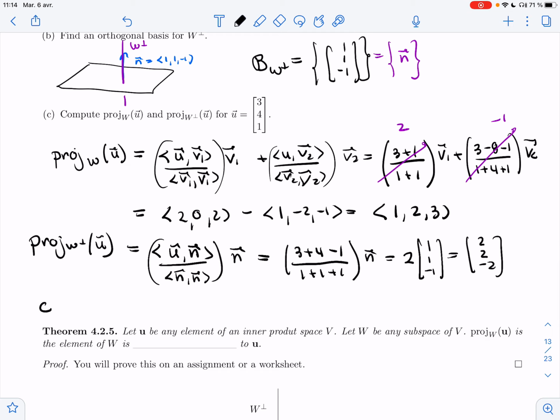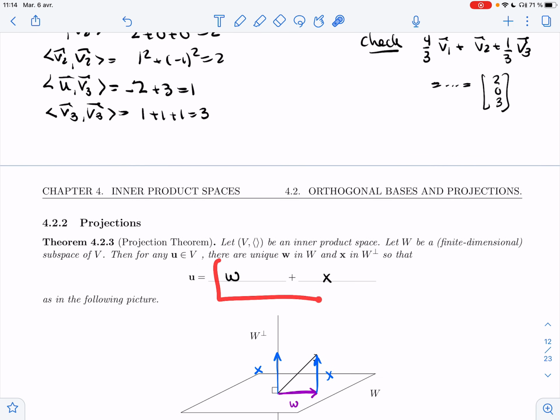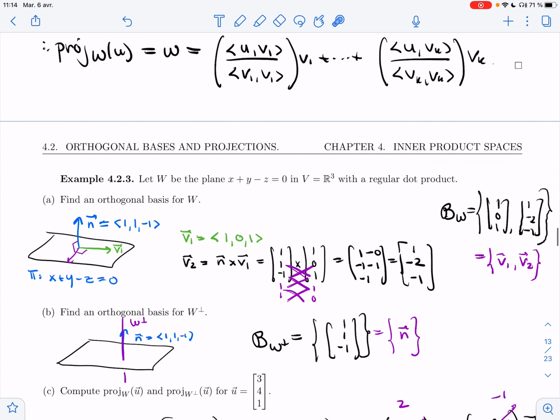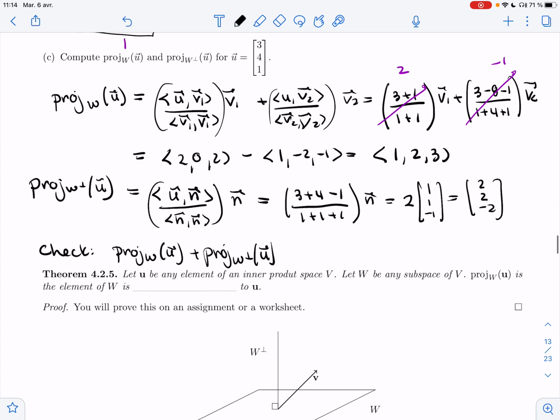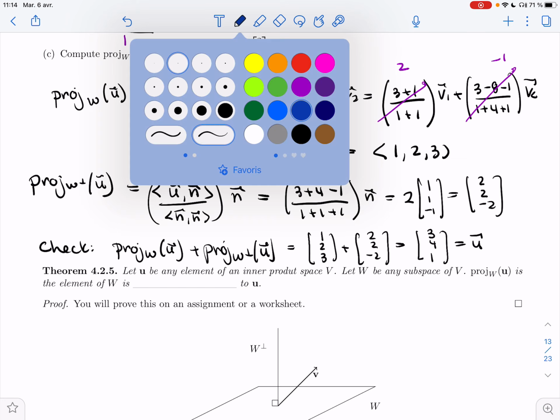All right, so let's check. What happens if I take the projection onto W plus the projection onto W perp? That's like taking the sum X plus W right here. So I should be getting u back. All right, so that's (1, 2, 3) plus (2, 2, -2). I get (3, 4, 1). I get u. So we did well.